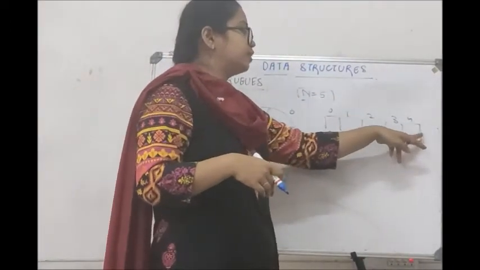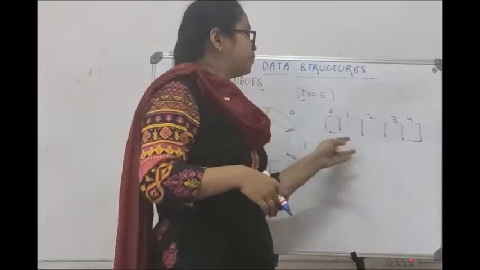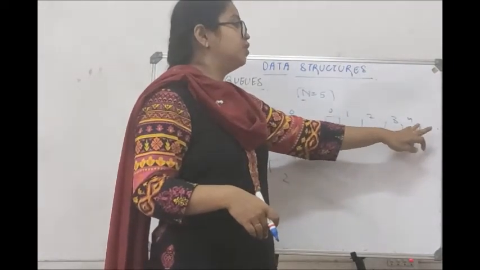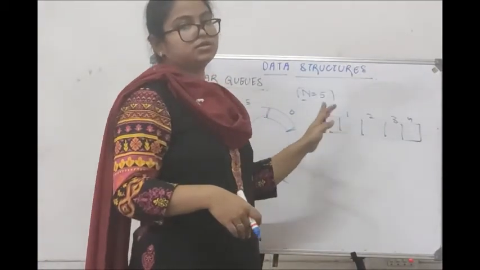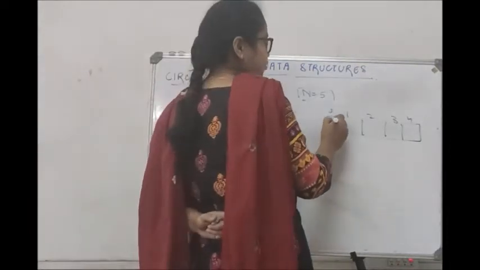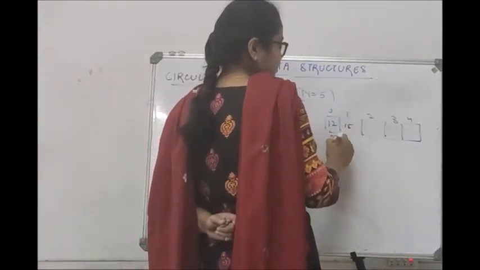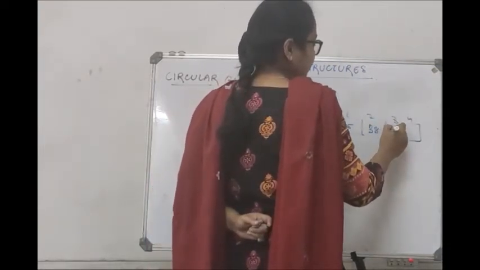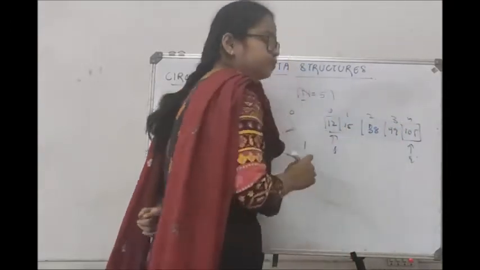Here, after rear, there will be nothing; it will be pointing to here next. After this is full, we can still fill elements in the empty slot. That's the point of a circular queue. Suppose I add elements 12, 15. Front is here, rear will be here. Suppose I am filling everything: 38, 99, 105. So now this is rear.